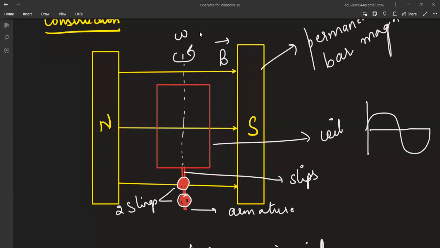AC dynamo and AC generator are not different. It's just one more name given to the AC generator. Dynamo or generator, both of these are the same. It's just that in some books, in some questions, you will be finding this. All right, so when this is rotating, the magnetic field is present.